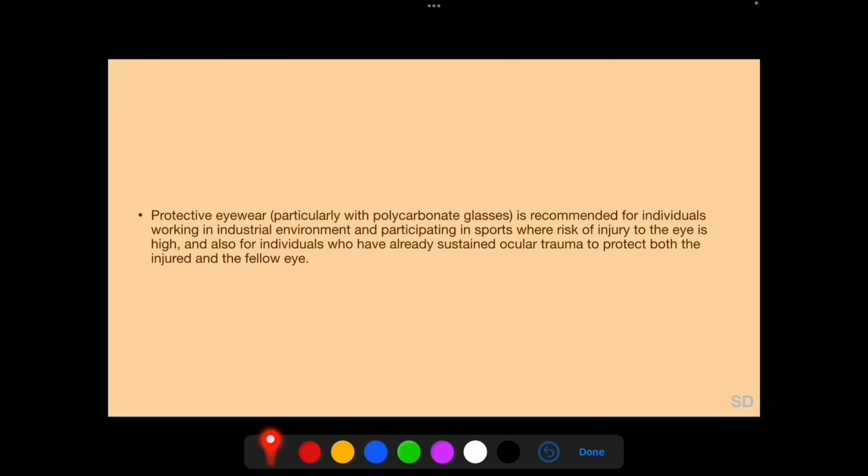Protective eyewear, particularly with polycarbonate glasses, is recommended for individuals working in industrial environments and participating in sports where risk of injury to the eye is high, and also for individuals who have already sustained ocular trauma to protect both the injured and the fellow eye.